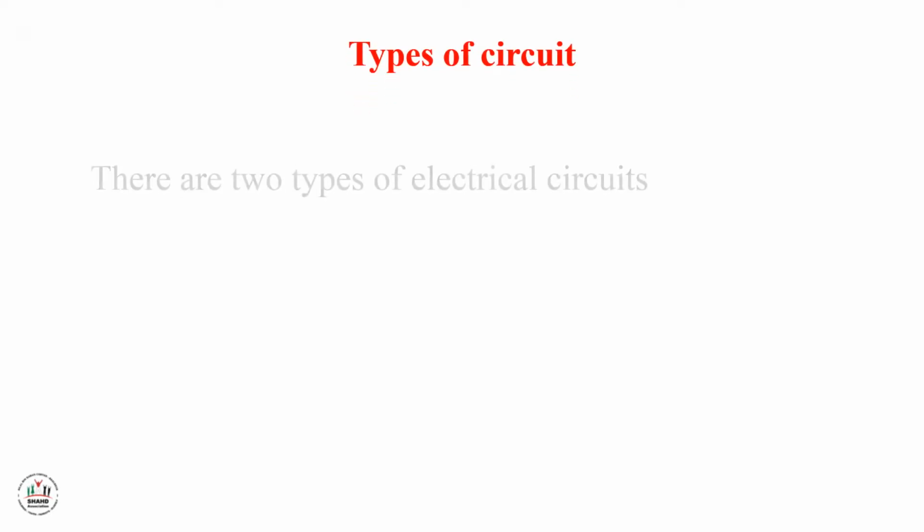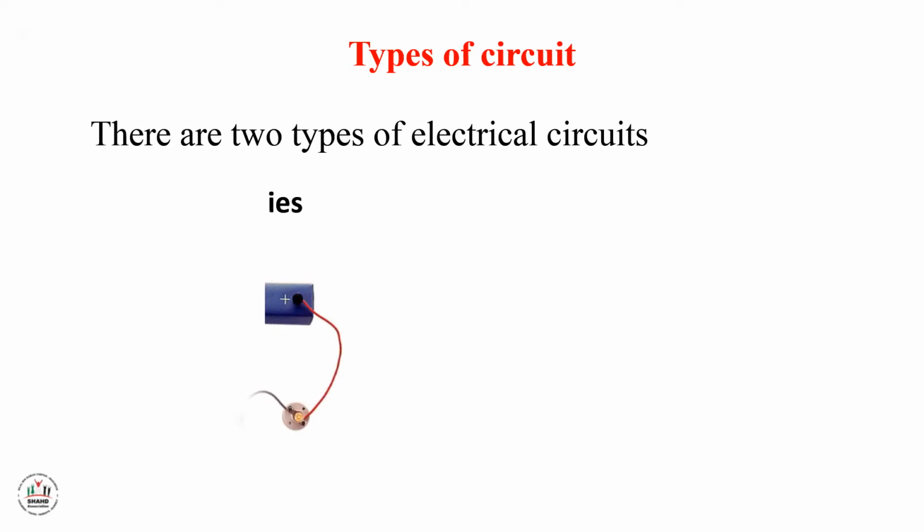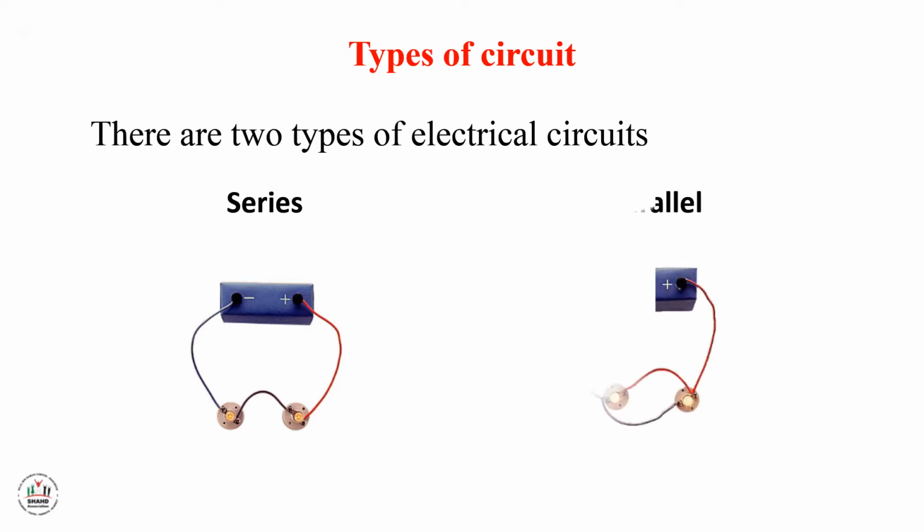In electric circuits, we have two types of connection. The first one is called the series connection. Here the appliances are connected one after another. The other type is called the parallel connection. In this type of connection, appliances are connected side by side.